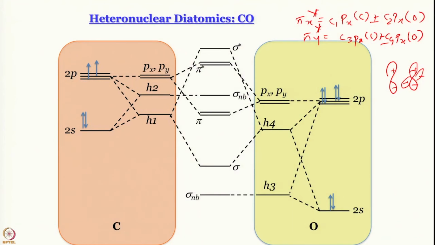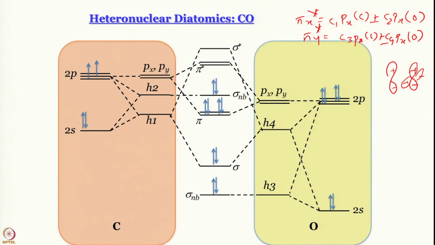How many electrons does carbon have? 2, 4, right, 2 pairs. And what about oxygen? 2, 4, 6, 3 pairs. So, now we have 6 plus 4, 10 electrons, we will start filling them up in pairs. So, sigma Nb, the lowest one, is going to have a pair, sigma from H1 and H4 will have another pair, and we have 4 electrons more, they will reside in the pi molecular orbitals, alright.